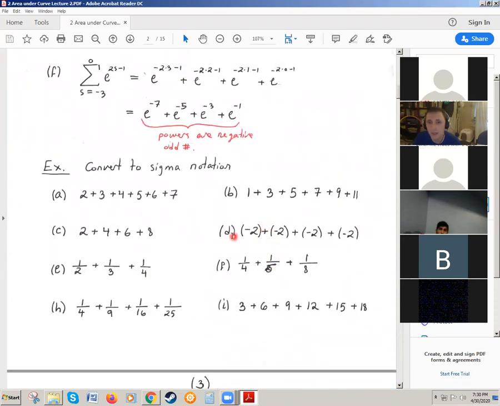Now, explain to me how I represent D. I'm adding a bunch of minus 2. Minus 2 added to itself 4 times. Write it in sigma notation, please. You can tell me simply bottom, middle, and top. And you can give me the information by text if you want.